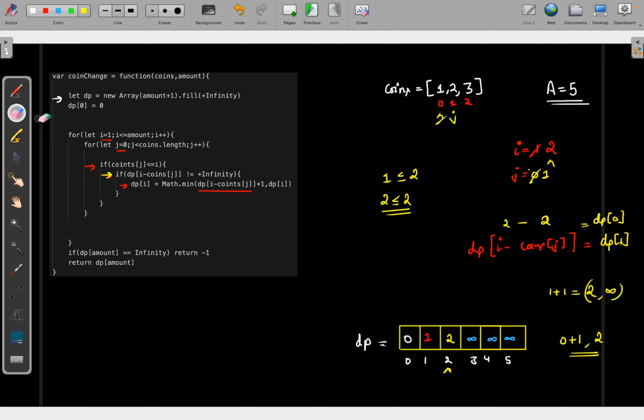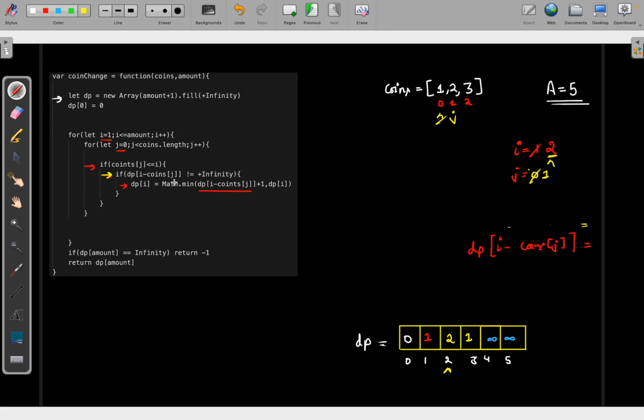So what I will do, I will simply update it with 1, and that is true, right? You want only a 2 rupee coin to get an amount of 2, right? So yes, we have filled this 2 as well, right? So I will simply remove all this. And now j plus plus, j will be again here. Coins of j is less than or equal to amount i? No, it's not. So now this is over.